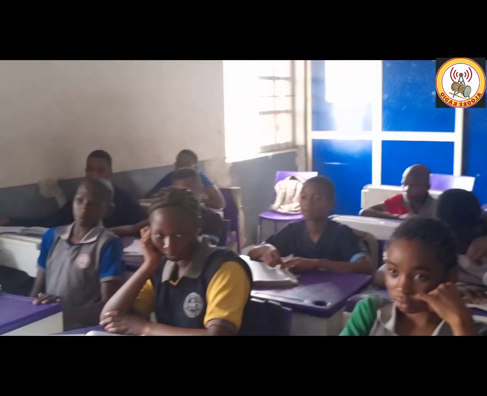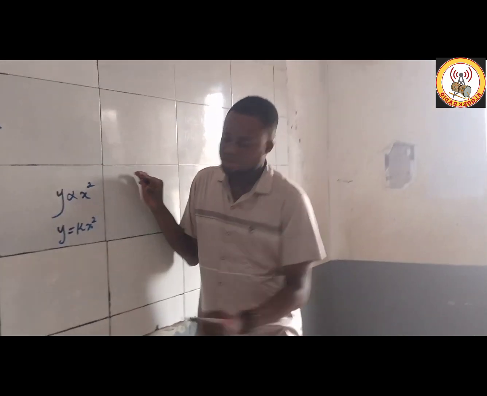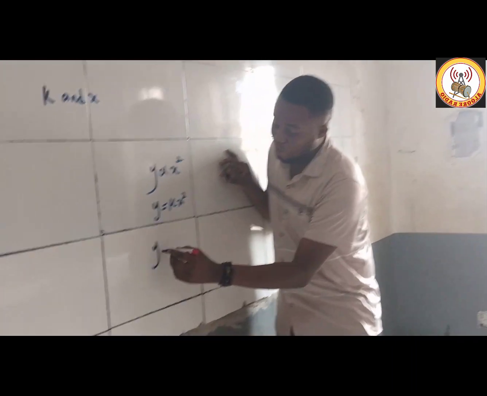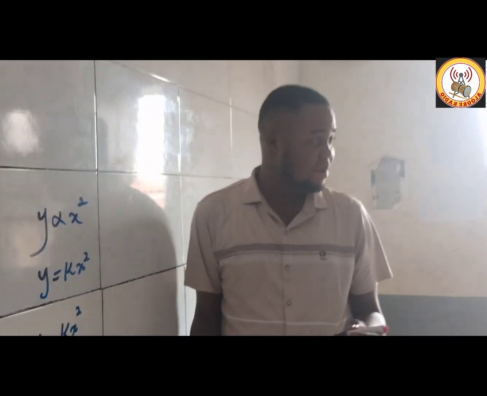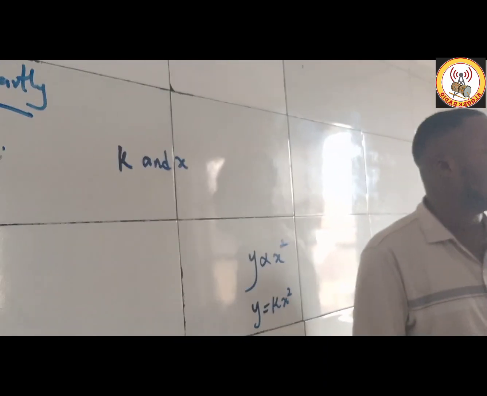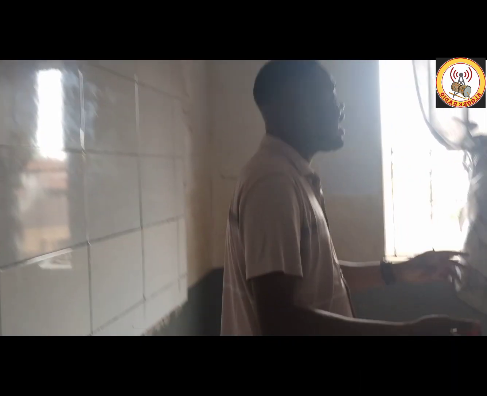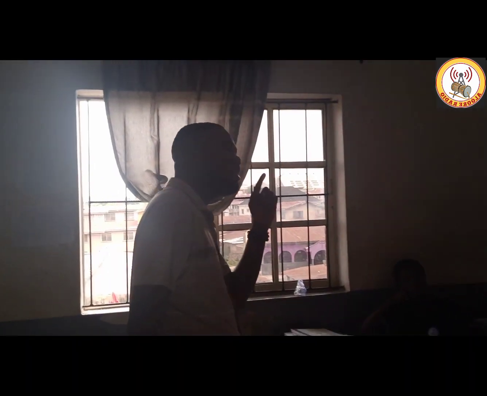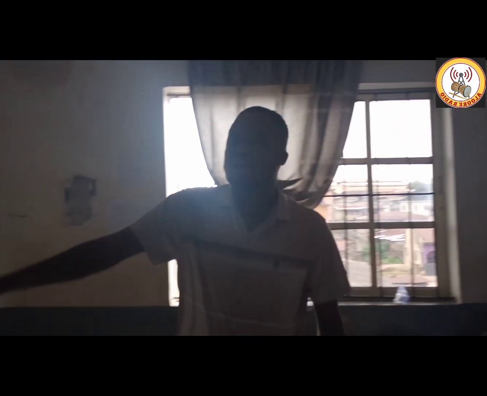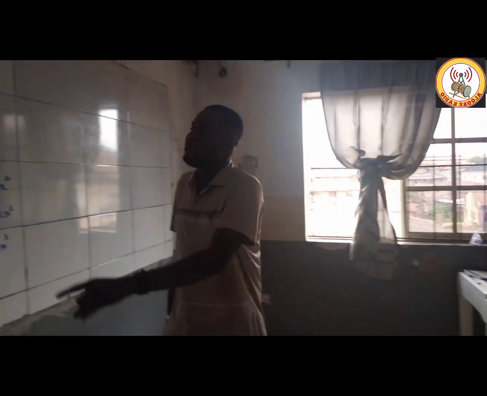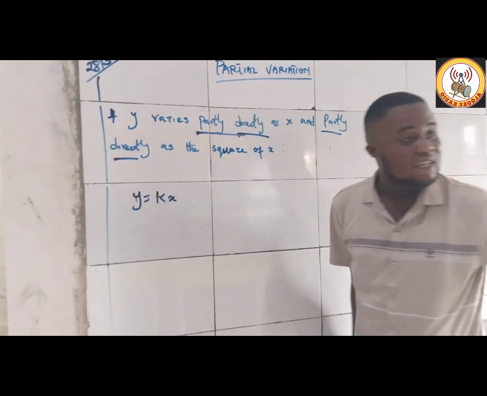Y is directly proportional. It's still the same thing we did. Y is directly proportional, that would be y equals what? y equals kx squared. But in this case, I told you we have two constants, and you can choose any constant you are convenient to work with. That's why we got our k and x. We use our first constant as k.